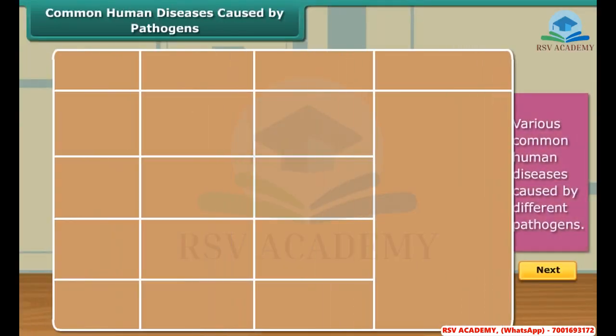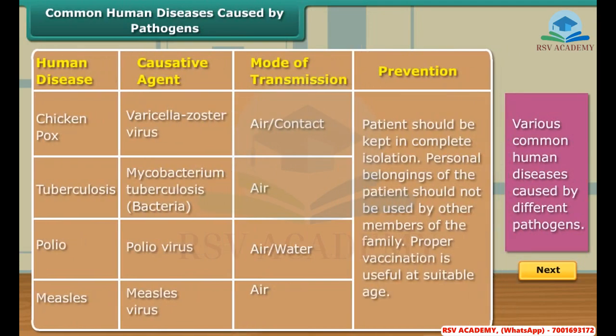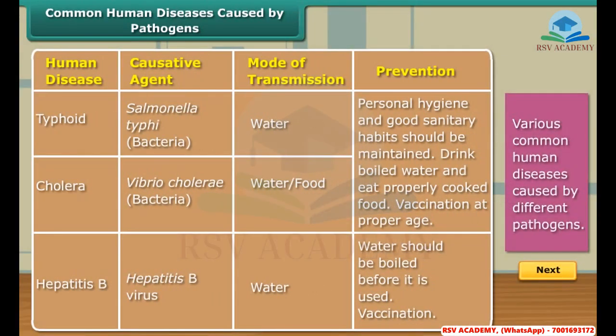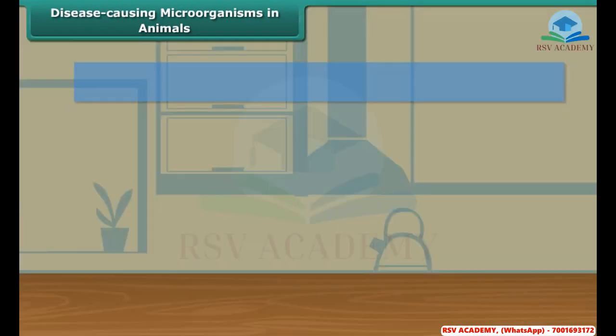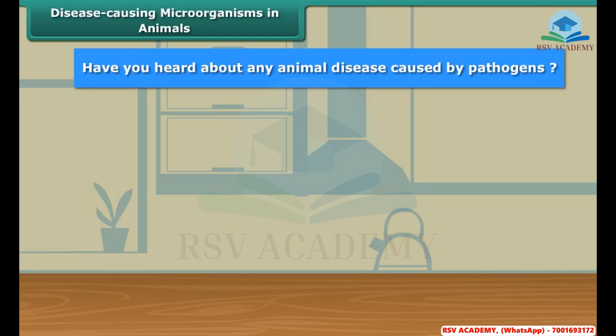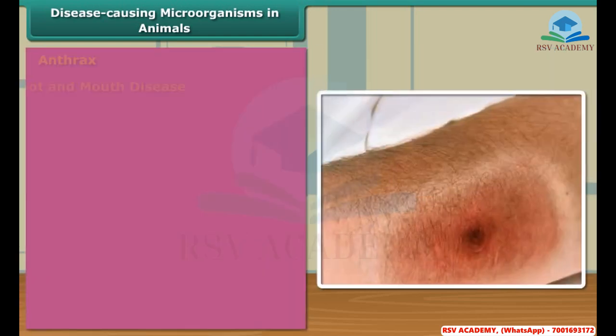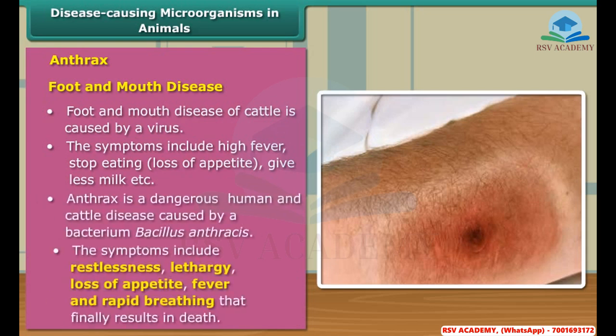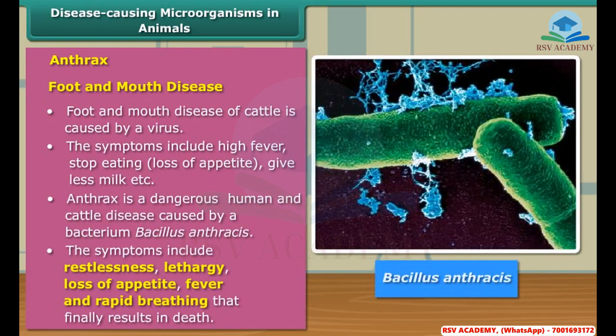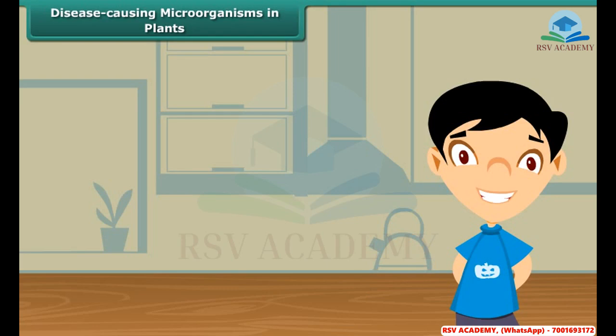Here is a list describing various common human diseases caused by different pathogens. Now let's move on to our next topic, which discusses diseases in animals. Have you heard about any animal disease caused by a pathogen? Anthrax and foot and mouth disease are common examples of animal diseases. Anthrax is a bacterial disease caused by Bacillus anthracis, while foot and mouth disease in cattle is caused by a virus. Now let's know about diseases caused in plants.